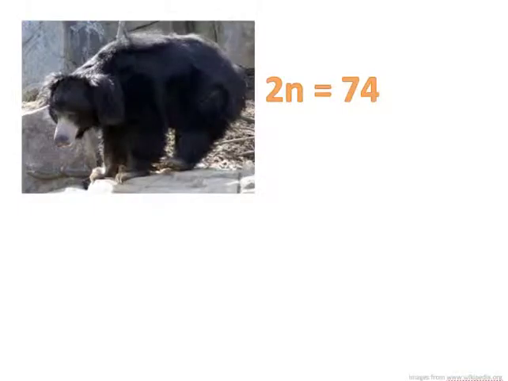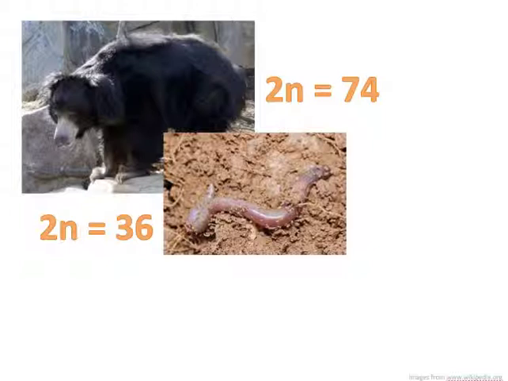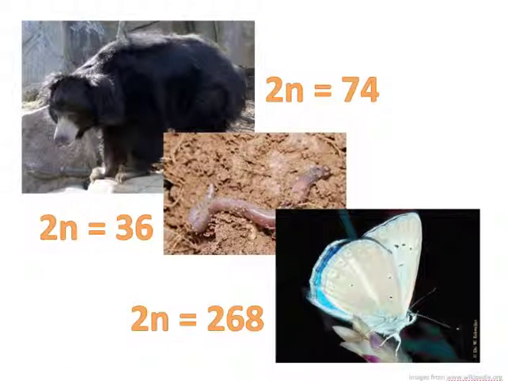Other species have different numbers of chromosomes, and the number of chromosomes has nothing to do with the size or complexity of an organism. For example, the sloth bear has 2n equals 74. That's 37 chromosomes. Or the earthworm has 2n equals 36. That's 18 chromosomes. Or even the butterflies of the genus Agrodiaetus have 2n equals 268. That's 134 chromosomes. In fact, this insect has one of the highest chromosome numbers among all multicellular animals.